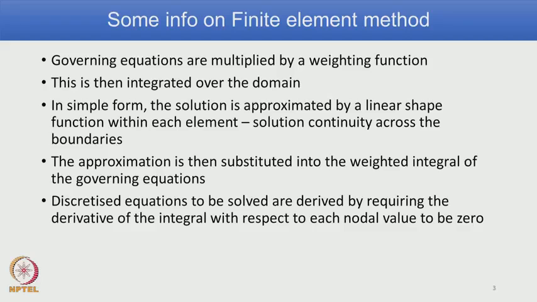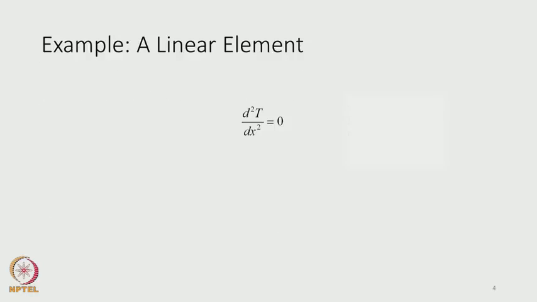So, when we say weighted integral, we have made some approximation, and it needs to satisfy some property. The property that needs to be satisfied is that the derivative of the integral with respect to each nodal value is 0. This is one of the requirements. We will try to explain with an example problem.